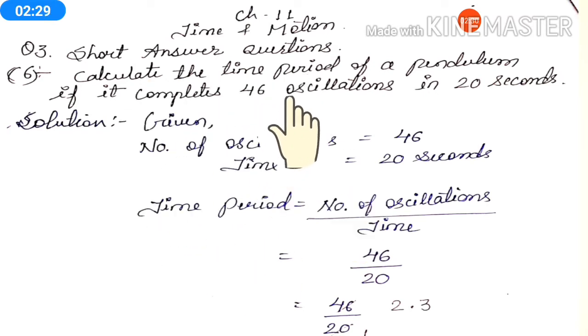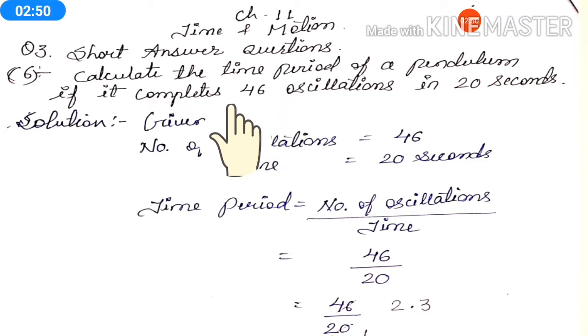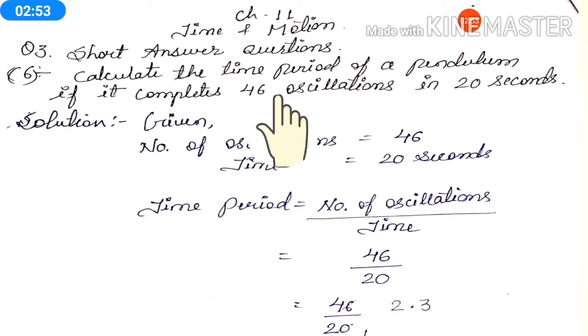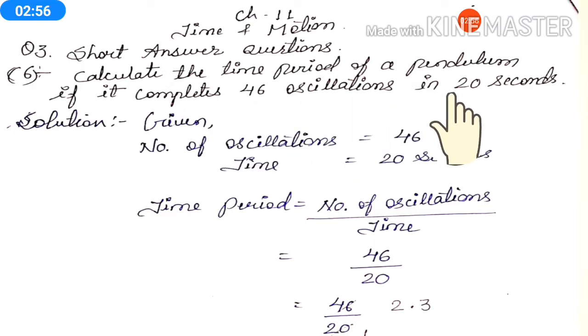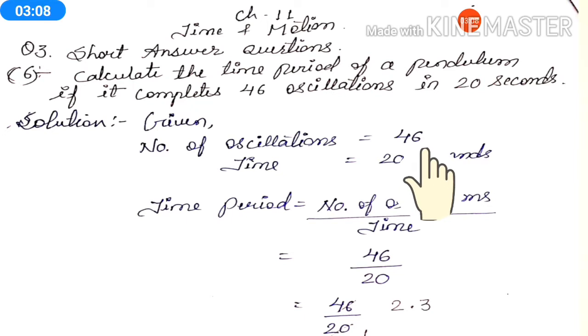Before explaining this, you must know what a time period is. Time period means the time taken to complete one oscillation. The time taken by a pendulum to complete one oscillation is called the time period. Here the total number of oscillations is given and the total time is given, and now we need to find the time for one oscillation, that is, the time period. Given: number of oscillations is 46 and time is 20 seconds.